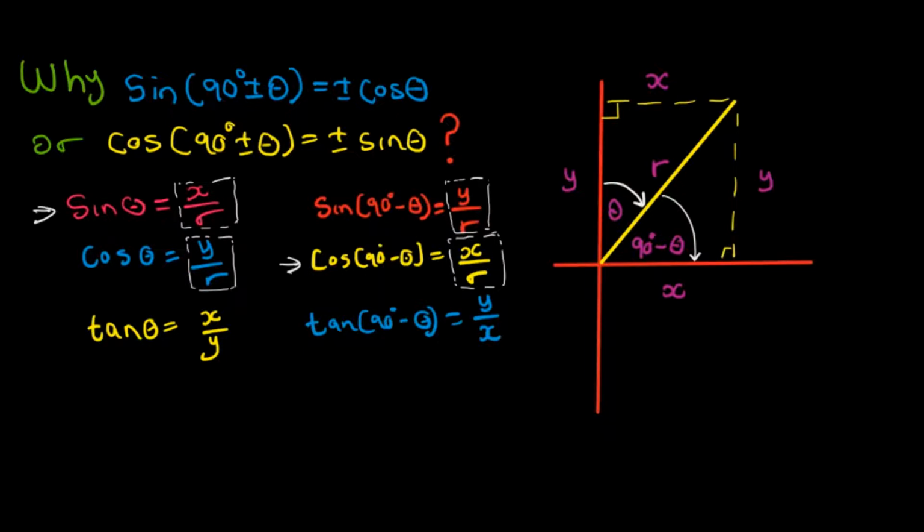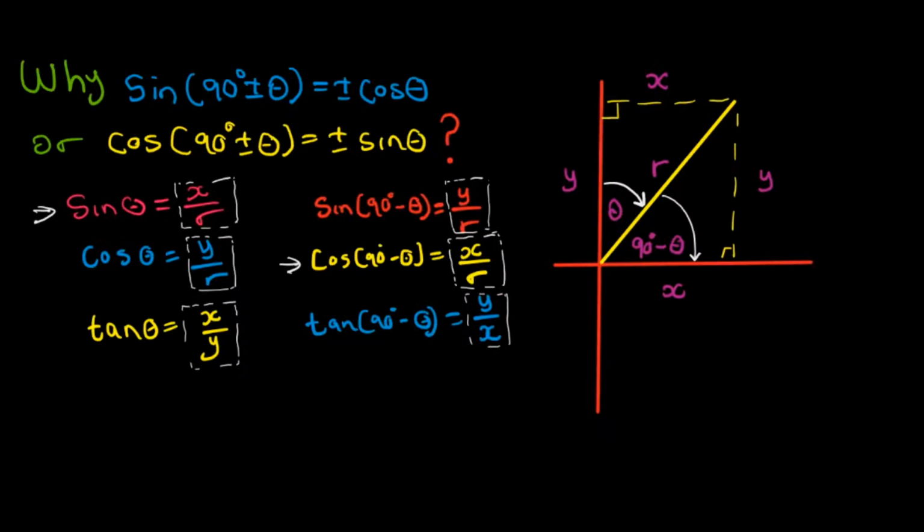Then we go to this one here, which is tan of theta. Because it's tan, it's really just going to remain the same. Tan of theta is x over y, which tells us that for tan of 90 degrees minus theta, we have y over x.